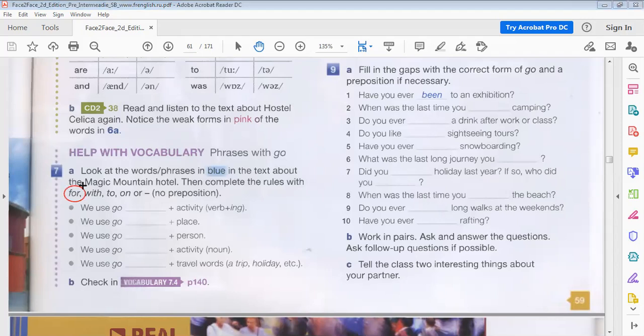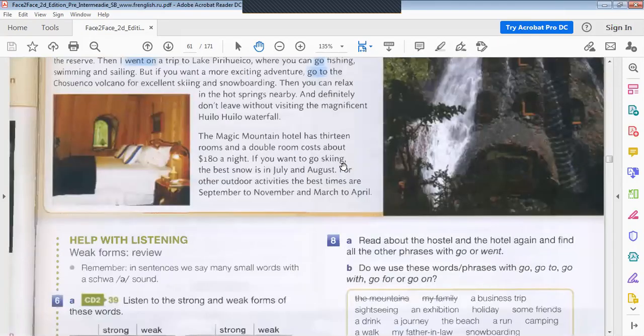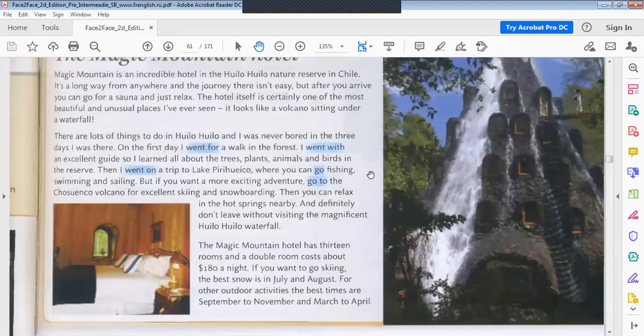We have for, with, to, on, and no preposition. Okay, I think it's better if we check the article first, and then we can come back to the question. Here I want you to take a look at all the phrases using go. Can you see them? We have five of them here. Who can read some of these phrases for us?